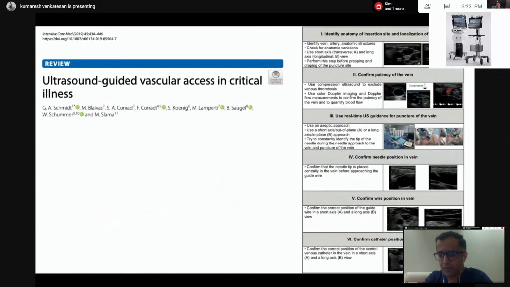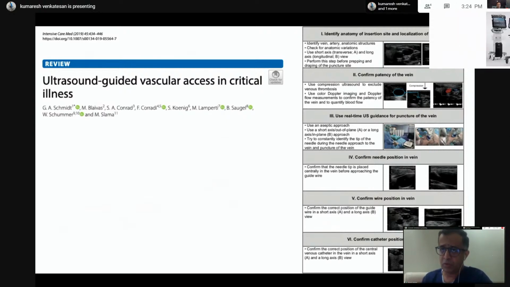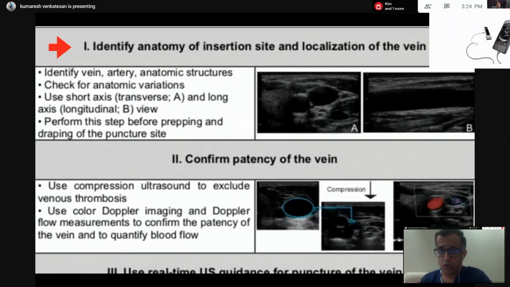So recently, they have come up with this 6-step guidance, which enables safe performance of real-time ultrasound guided cannulation. And by adhering to this stepwise approach, we will be able to safely manipulate the transducer, visualize the vessel, and perform the real-time cannulation, thereby reducing the complications. So let's go through this 6-step approach to perform real-time cannulation.